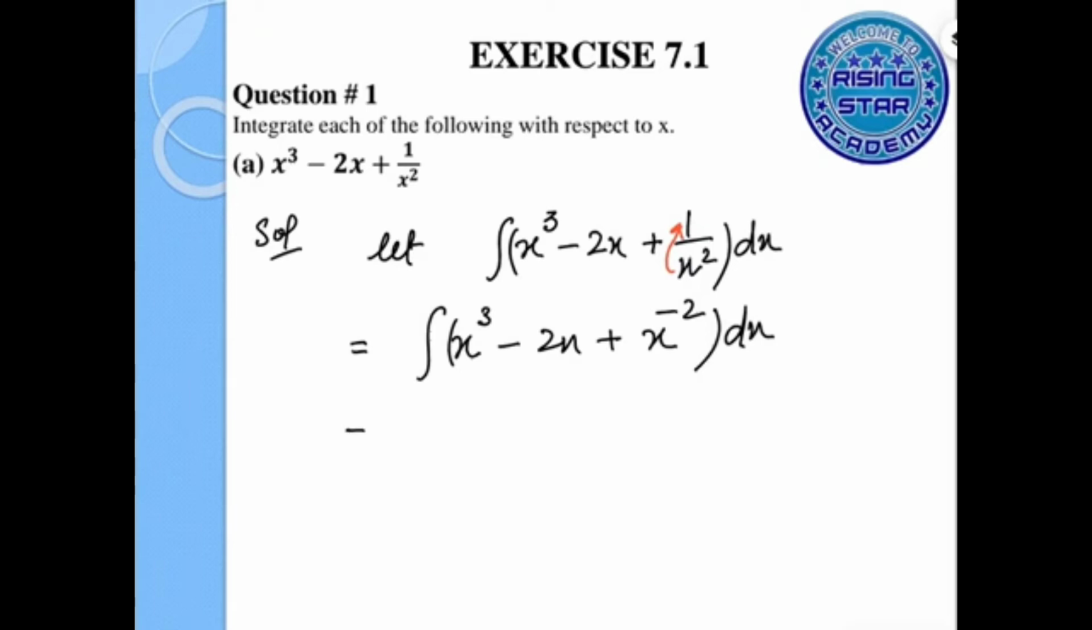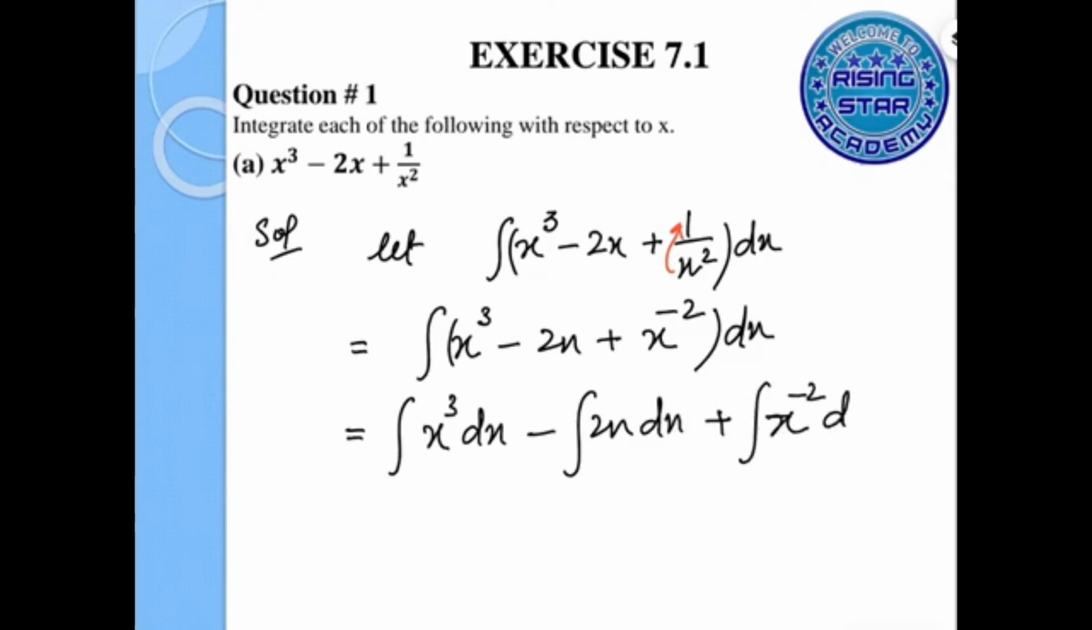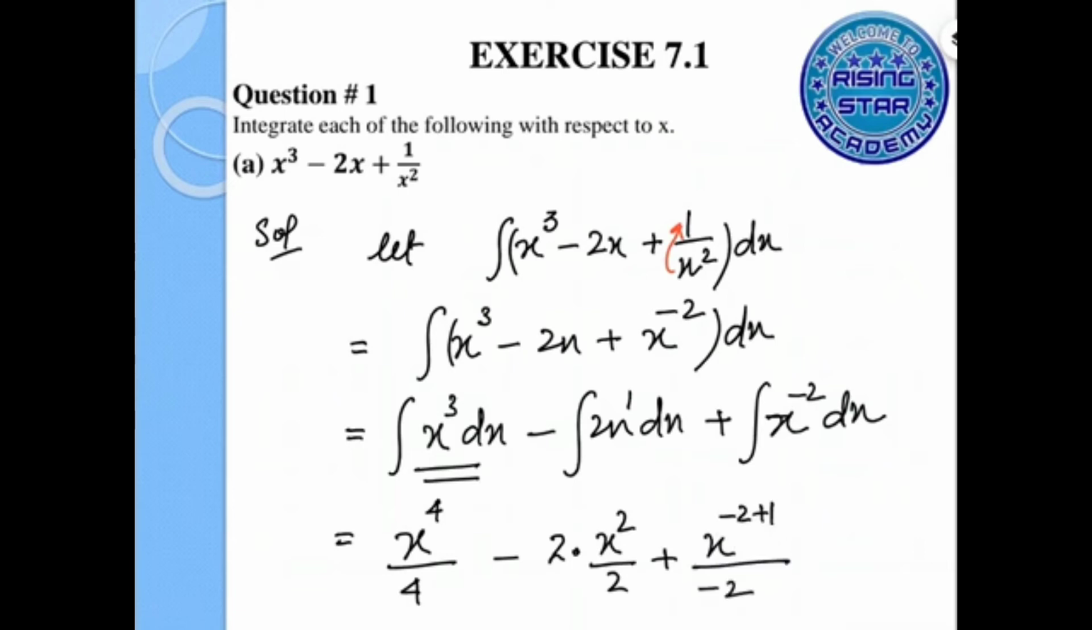Now we will integrate one by one. So the best way, I would separate them: x cubed dx minus 2x dx plus x to the power of minus 2 dx. We will apply the power rule over here, so that would become x to the power of 3 plus 1, that is 4, over 4. The constant value will remain as it is. So here we have x to the power of 1, so that would become x squared over 2, plus x to the power of negative 2, so negative 2 plus 1 over negative 2 plus 1, plus c. When the integral is solved, at the last we will add c.